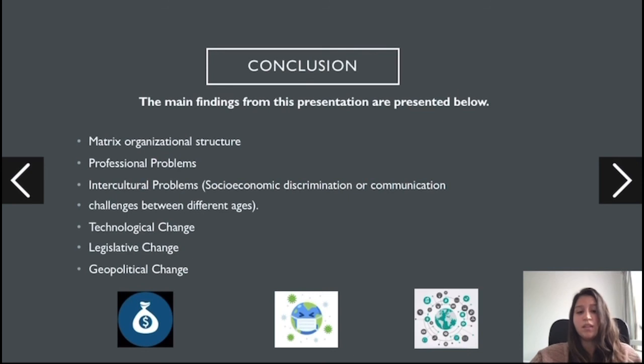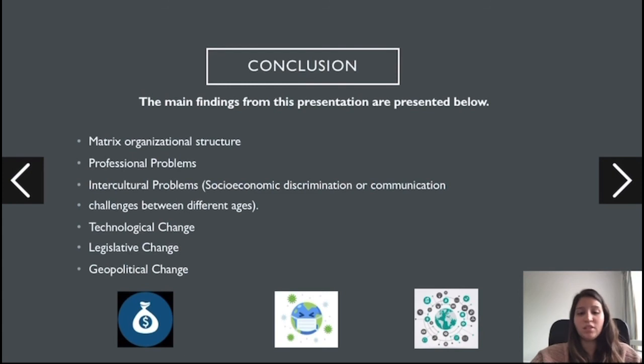For example, at Tattersalls Hotel, we can think about the discrimination between the socioeconomic backgrounds. Now, in Kmart, we can think about the intercultural problems related to the challenge of communication between different ages and experience. Different issues are likely to happen in each business due to the sector that they are in.